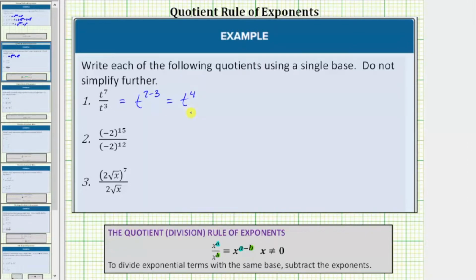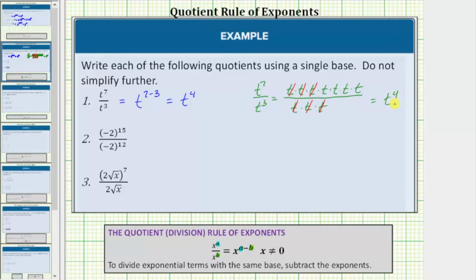To understand why this rule makes sense, let's look at this quotient again and expand t to the 7th and t to the 3rd. So beginning with t to the 7th divided by t to the 3rd, we know t to the 7th is equal to 7 factors of t. T to the 3rd is equal to 3 factors of t. We're assuming t doesn't equal 0, and we know any value divided by itself is equal to 1. So t divided by t simplifies to 1 here, here, and here, leaving us with 4 factors of t, which equals t to the 4th.